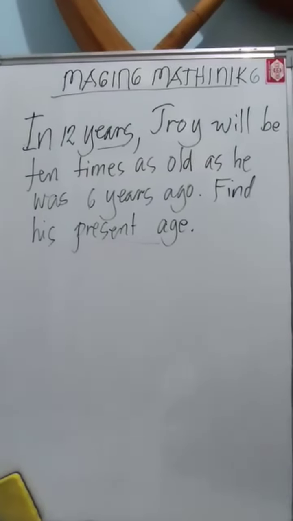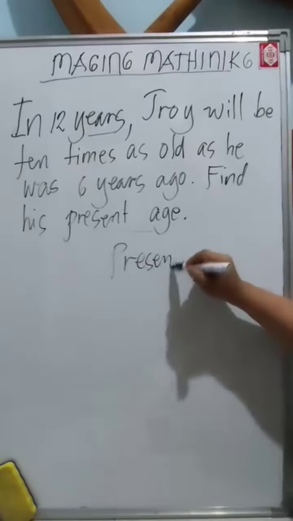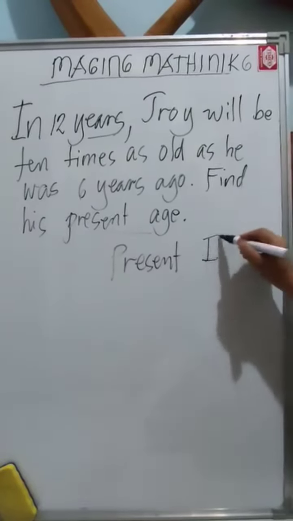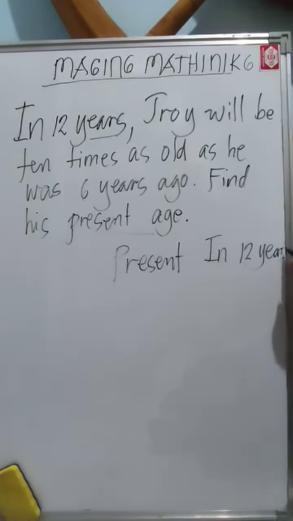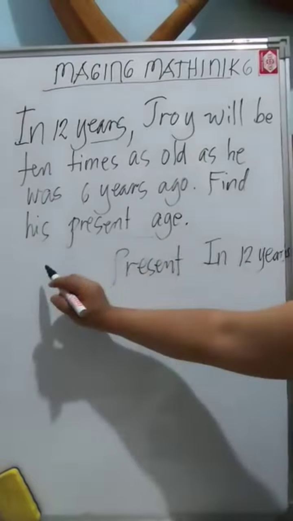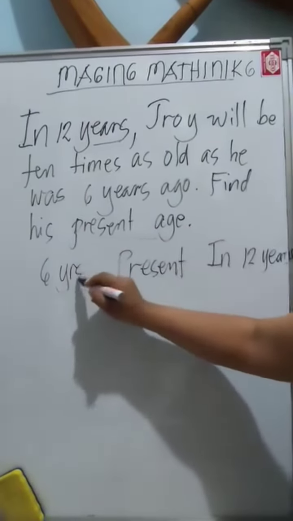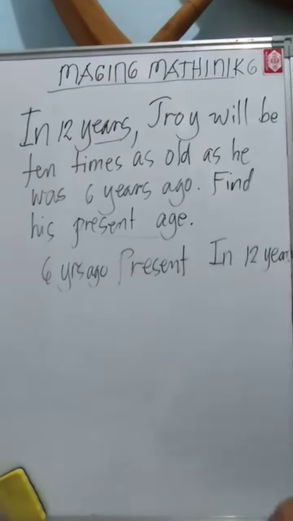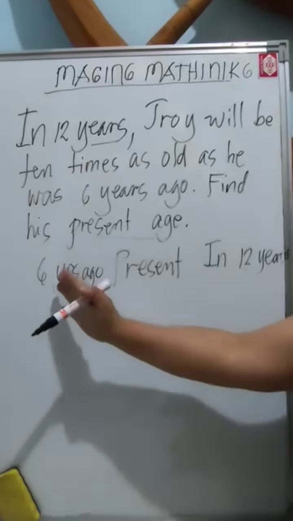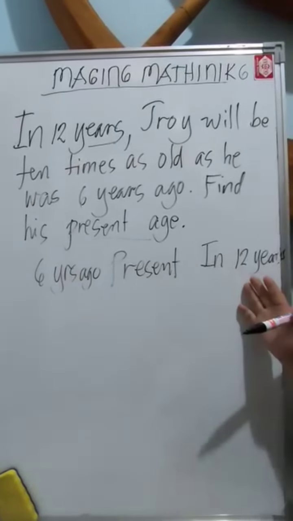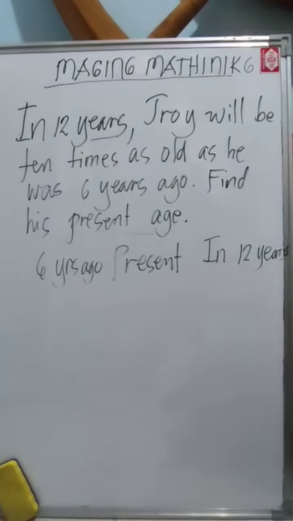So how many stages of life? We have here the present. You have also here in 12 years. That now is the future. And the one there is the past, which is actually 6 years ago. What do you notice about the arrangement of the different stages of life? So we start with the past, the present, and then the future. So chronological. In solving this problem, I'll be using a table.